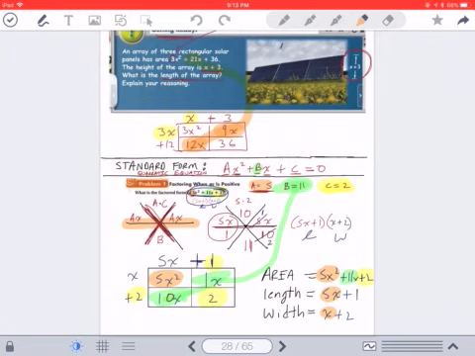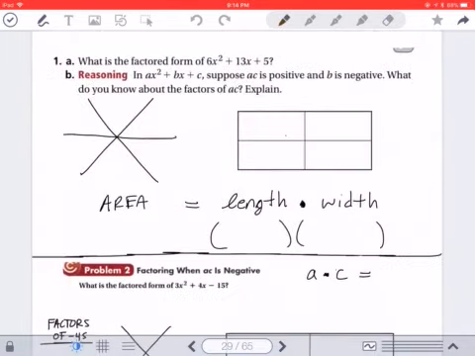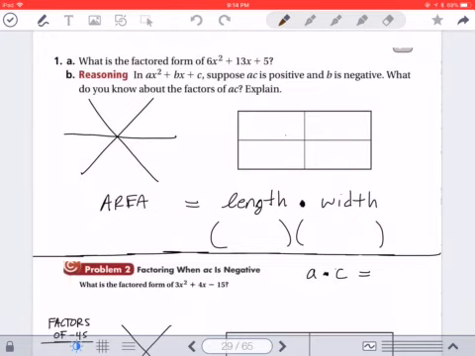All right, hopefully that helps you. You might have to pause that and look at that a couple times. All right, let's move on to the next one. Okay, pause the video, try this one on your own. Okay, see if you can factor this.